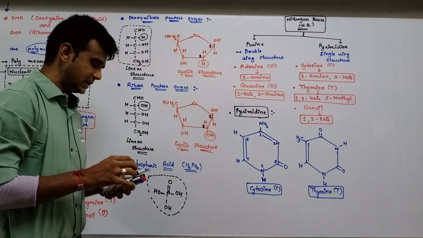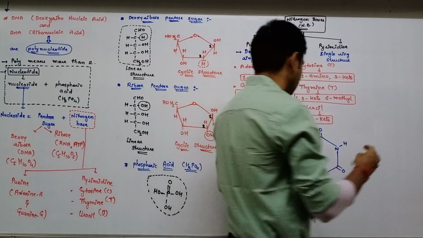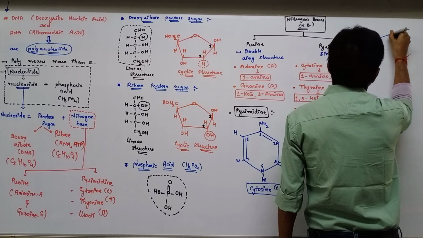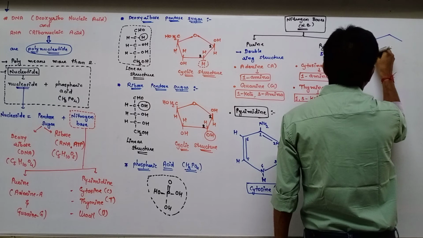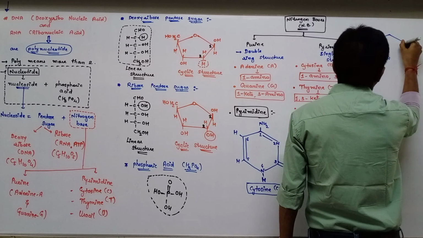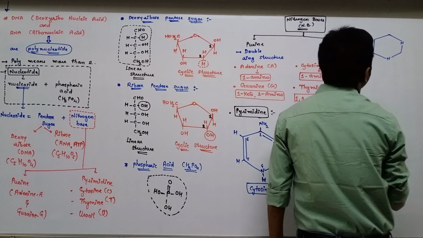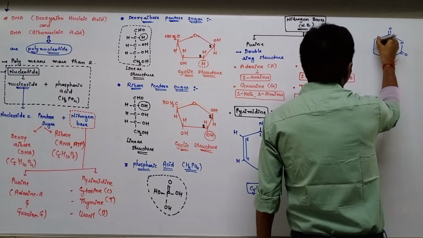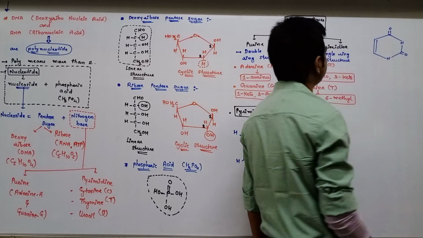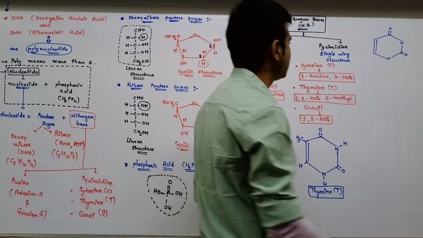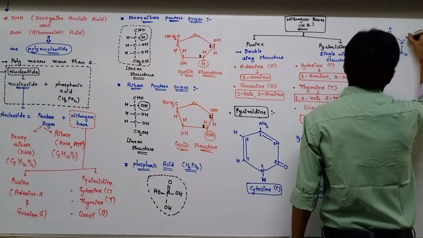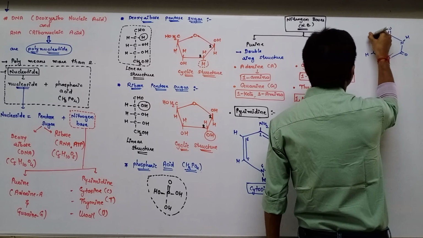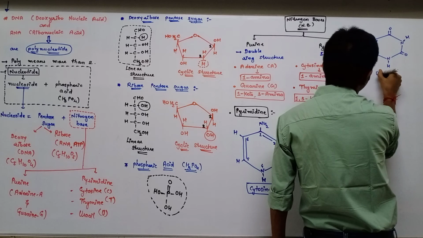Okay. Now the uracil. Again very easy structure. 1,3 ketone. Okay, so here put the hydrogen, complete the third valency here, fourth valency here. So this is the structure of uracil.